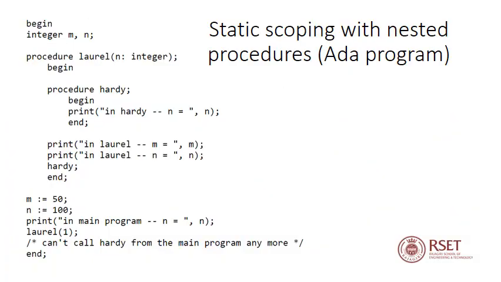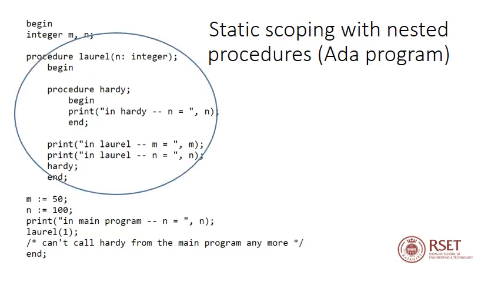Now we will see the concept of static scoping with nested procedures with an example adder program. So here you have two integer variables m and n. Both are global variables, and we have a procedure Laurel. Within the body of the function Laurel we have another procedure called Hardy. So that is a nested procedure and Laurel is an enclosing procedure.